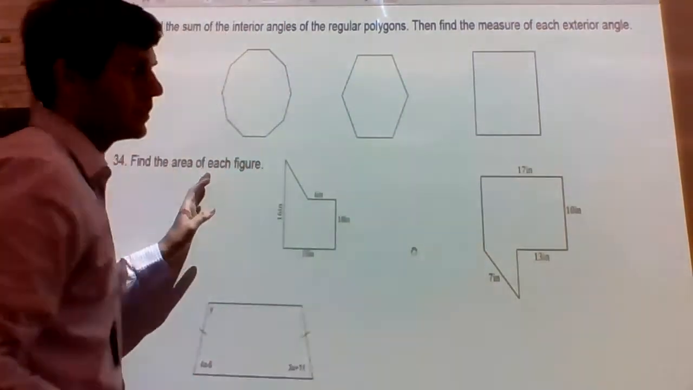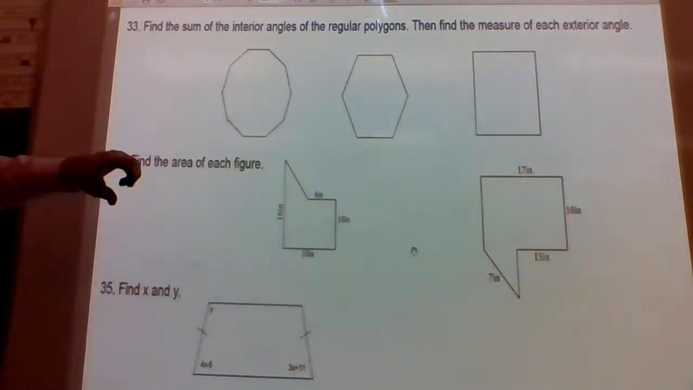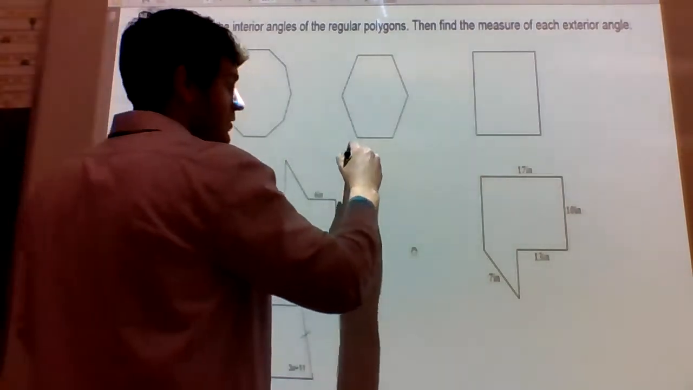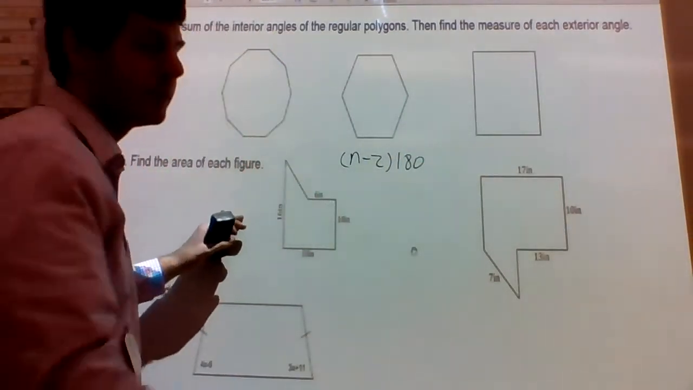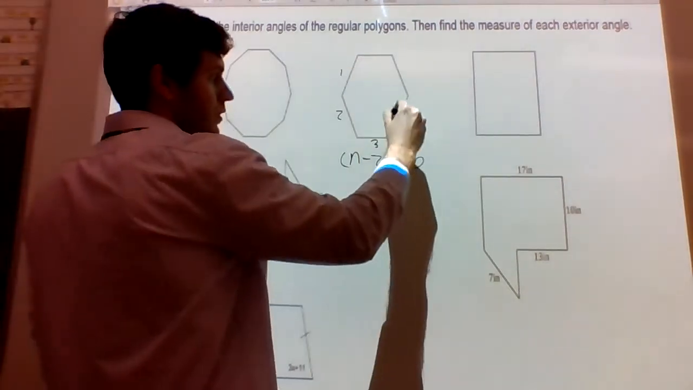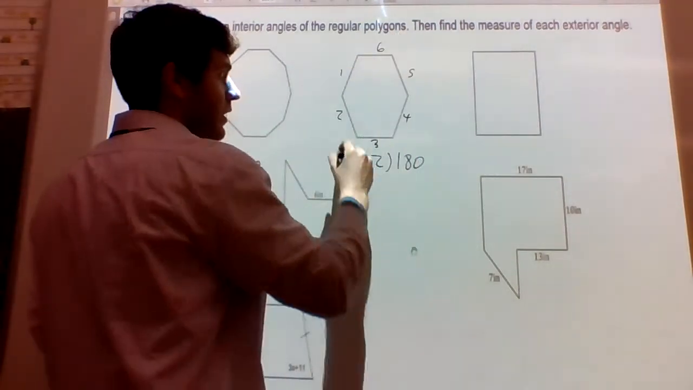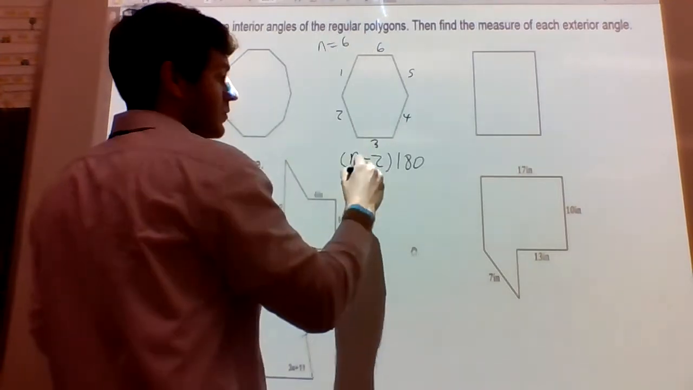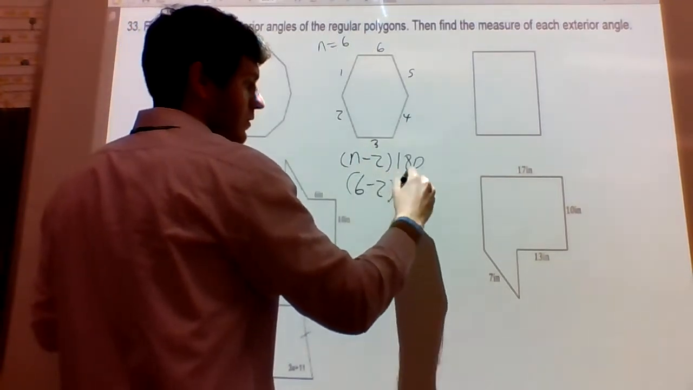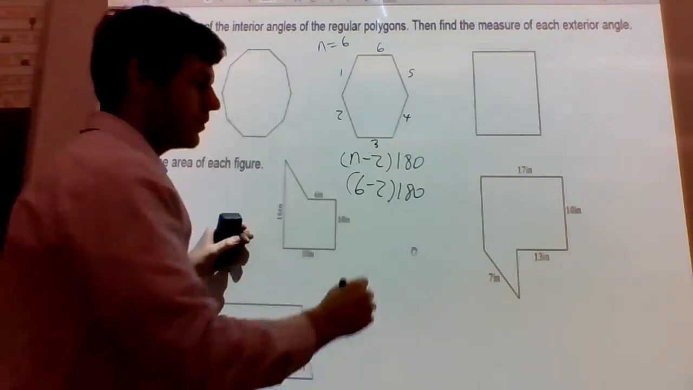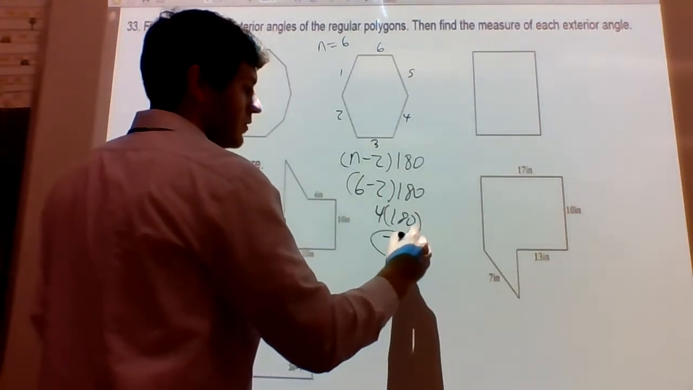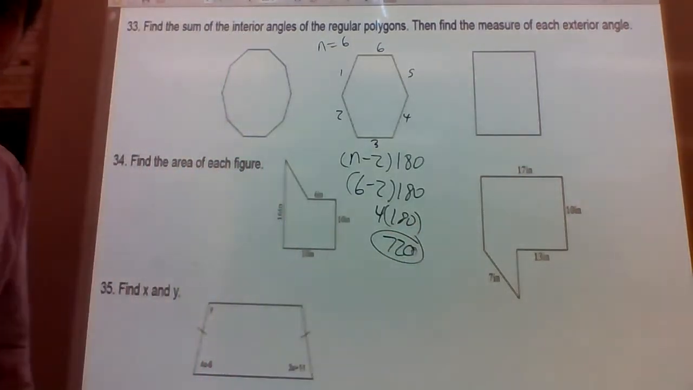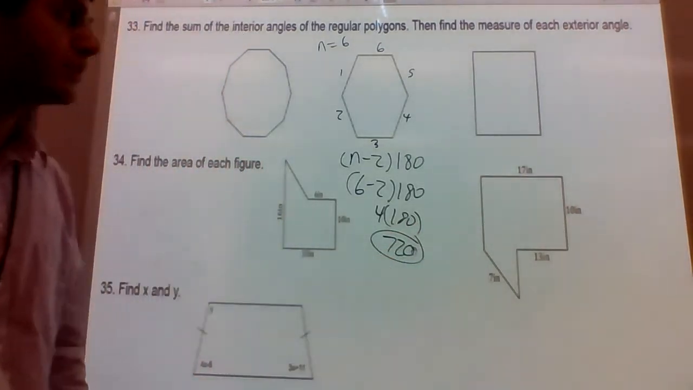I'm not going to worry about finding the other stuff for the next two. Let's just find what they're asking for. They're asking for the sum of the interior angles, which we know is n minus 2 times 180. We have 1, 2, 3, 4, 5, 6 sides, so n equals 6. So we have 6 minus 2 times 180. 6 minus 2 is 4, and 4 times 180 is 720. 180 times 2 is 360, and 360 times 2 is 720. So that's the sum of the interior angles.